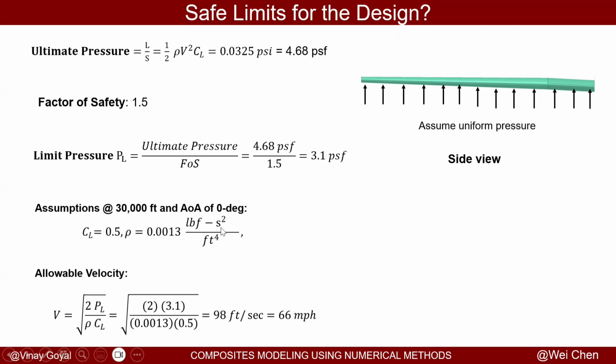You can plug these values into these formulas, the 3.1 as the limit pressure, and the velocity becomes 66 miles an hour. That's the allowable velocity for this airplane. If we go any higher, then we could get a negative margin of safety. Now notice as I go higher in altitude, the density drops, so the velocity will have to be higher.